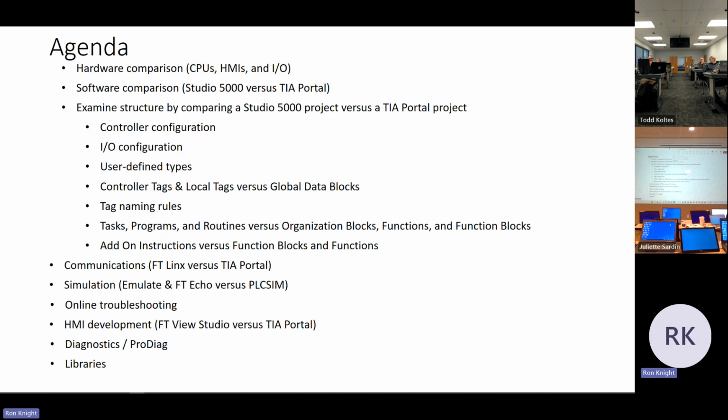But then diagnostics. If a component of your control system fails, you lose communications to a rack, you lose communications to a VFD, how does the system let you know that there's a problem? How do you troubleshoot that problem? And if you want that problem to be alarmed up on an HMI, how do we do that? And how much work is it on our part?